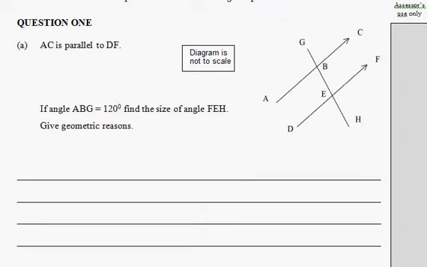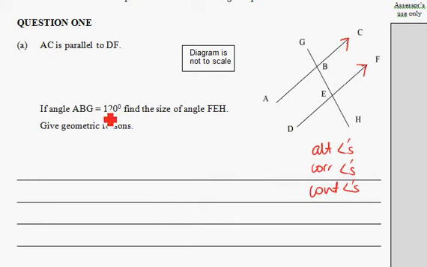Right, 2013 school exam, question 1A. I can see this is a question to do with angles, so we're thinking about angle geometry rules, and in particular we're noticing the parallel lines. So we need to think about parallel line rules. We're thinking about alternate angles, corresponding angles, and co-interior angles in particular.